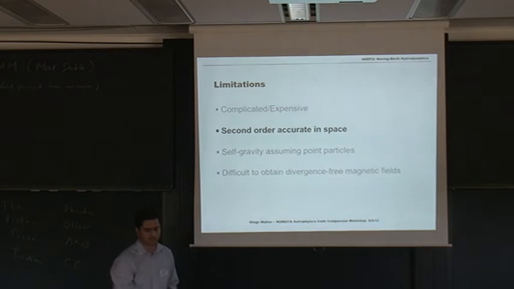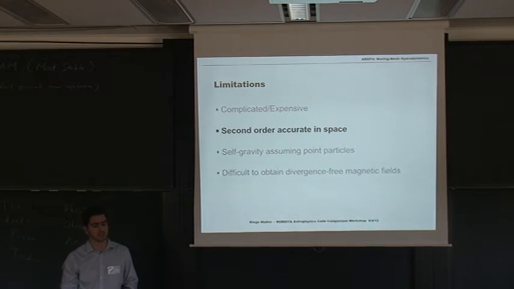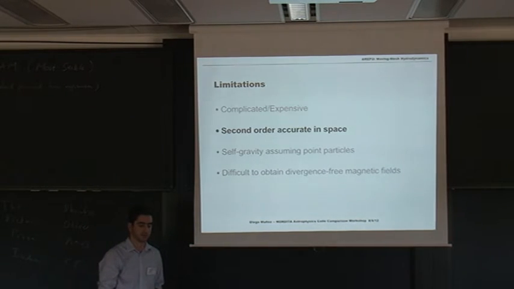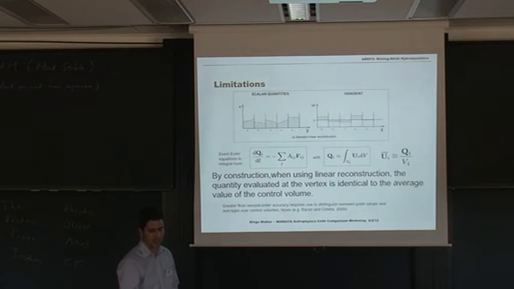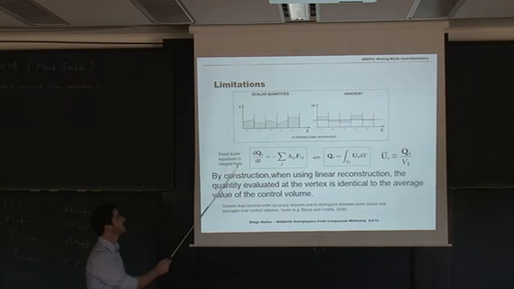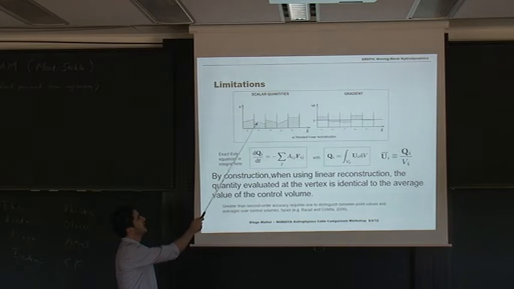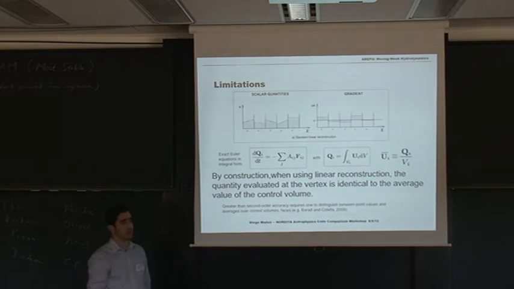Anyway, it's second order hyperbolic space. That is not an intrinsic limitation. As we heard in the morning, there's PPM or higher order generalizations of PPM. Finite volume hyperbolic methods tend to use linear reconstruction because it's much simpler. The case for that is that when you have linear reconstruction, both the average and the reconstructed quantity evaluated at the center are the same quantity.